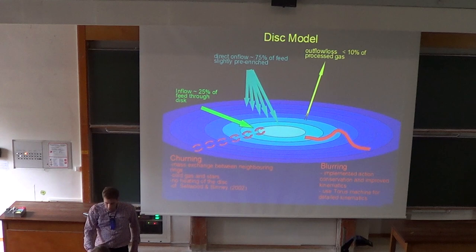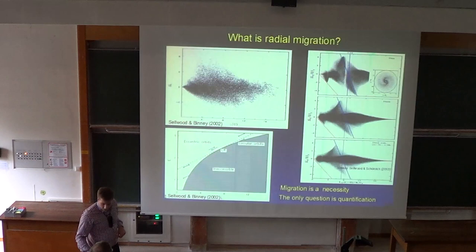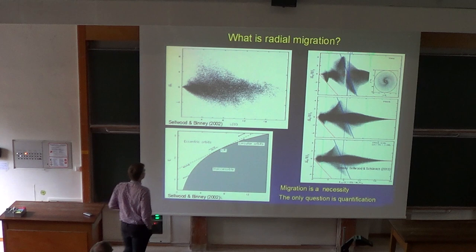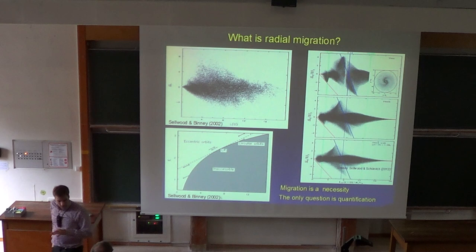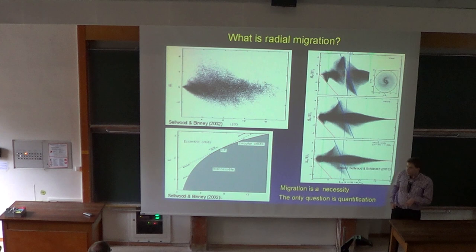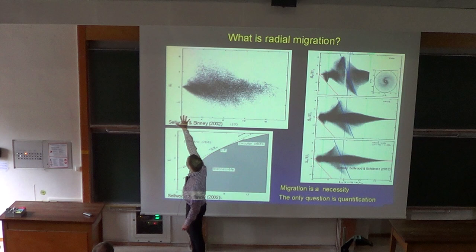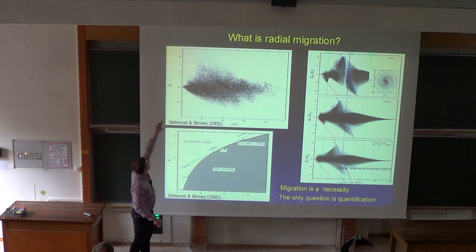Now, what do we want to understand with that once we have built it? We want to understand those observations, and in particular, we want to understand what radial migration is. So in 2002, Sellwood and Binney found this process when they ran a normal disk galaxy, just a pure N-body disk, no gas, nothing, and looked at the angular momentum redistribution of stars, which is plotted here. This is the original angular momentum in arbitrary units, and this is the change of the angular momentum through the calculation, and you can see that there are huge changes experienced by the stars.